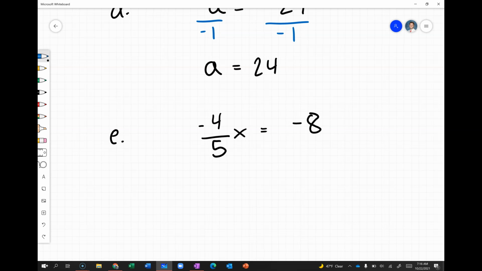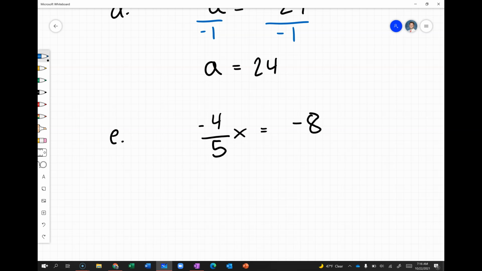Finally, we have negative 4/5 x equals negative 8. And once again, we want to undo that negative 4/5 times x. So you could see this as, I'm multiplying by negative 4/5, so I need to divide by negative 4/5. And that's totally correct. We can also just immediately see and remember that dividing by negative 4/5 is the same as multiplying by its reciprocal, and that would be the inverse operation. Remember, a reciprocal is also called a multiplicative inverse.